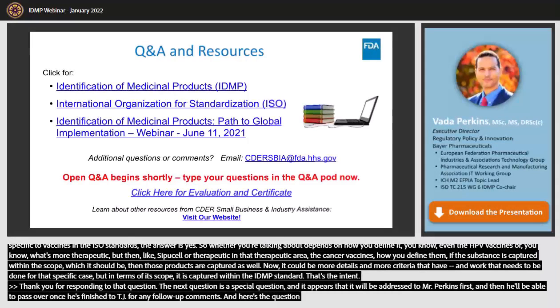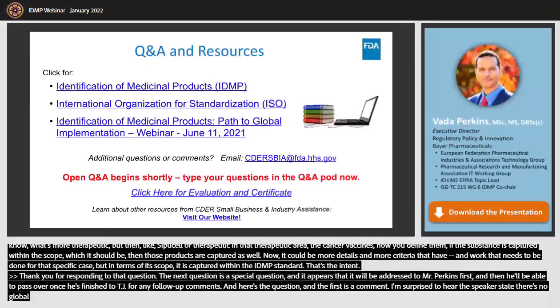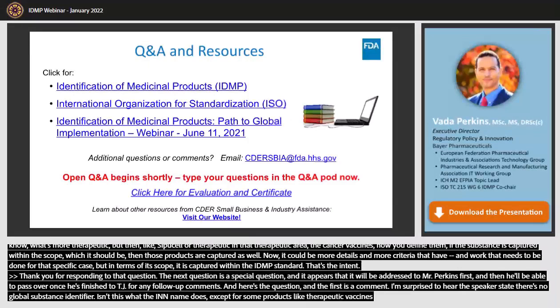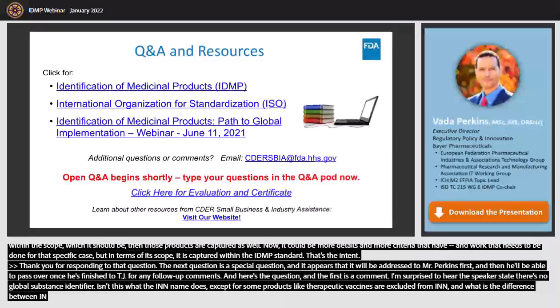I'm surprised to hear the speaker state there's no global substance identifier. Isn't this what the INN name does, except for some products like therapeutic vaccines, which are excluded from INN? And what is the difference between INN or USAN or other national equivalents versus the global substance ID that is envisioned?